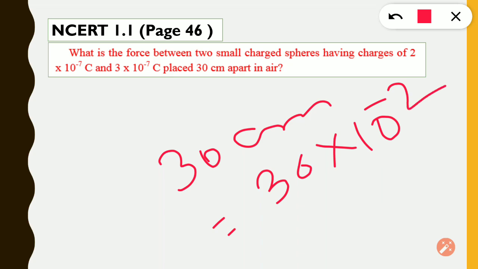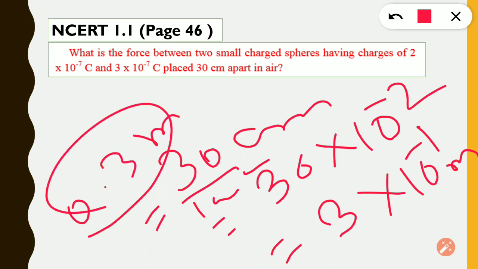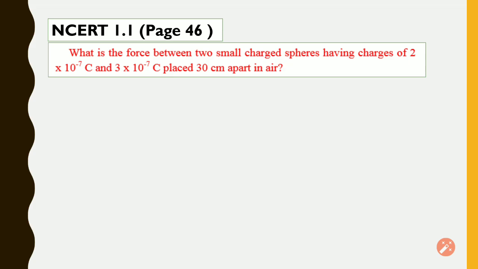Suppose the distance is 30 centimeter, so better to write 30 into 10 to the power minus 2. Always try to calculate in terms of powers of 10. It minimizes your work, it simplifies your work. It becomes equal to 3 into 10 to the power minus 1 meter. You can also write it as 30 centimeter by 100 centimeter and it is equal to 0.3 meter. Okay, you can also use this one. Calculation will remain the same, but I encourage you to calculate in terms of powers of 10 only. Where the work is simple, it's okay, but most of the time it saves your precious time during examinations.